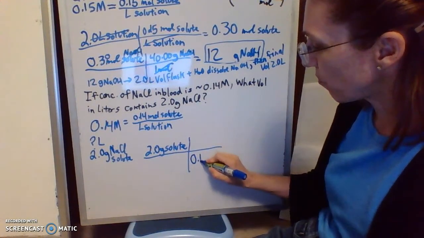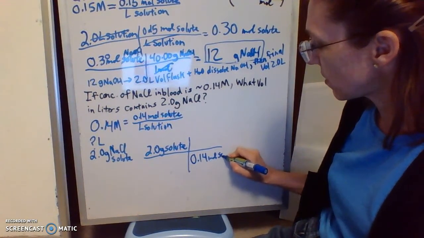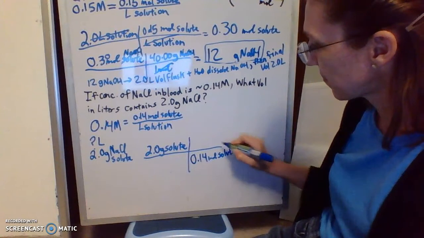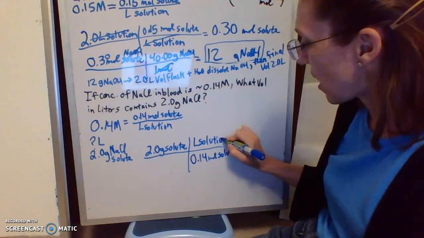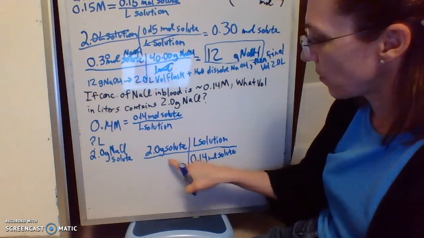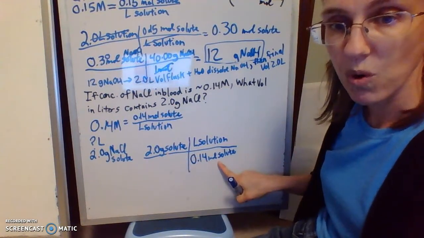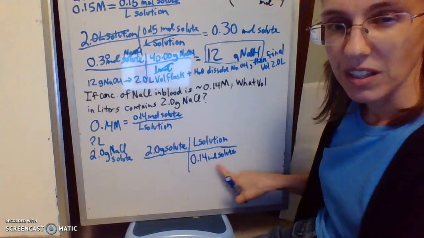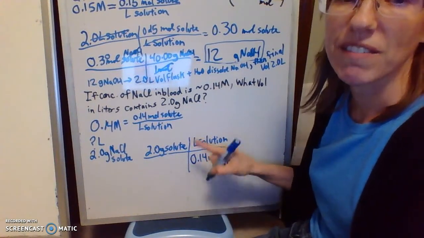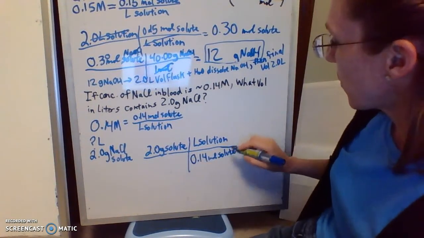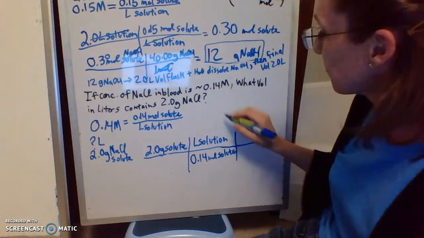So we put 0.14 moles of solute in the bottom, and we've got liters of solution in the top. Now, we've got grams here of solute. We've got moles of solute. Do grams and moles cancel out? No, but we do have conversion factors. So we can convert grams to moles, and we can do that with the molar mass.